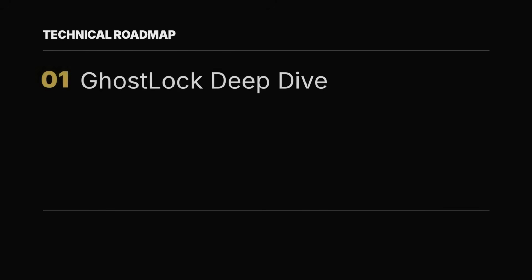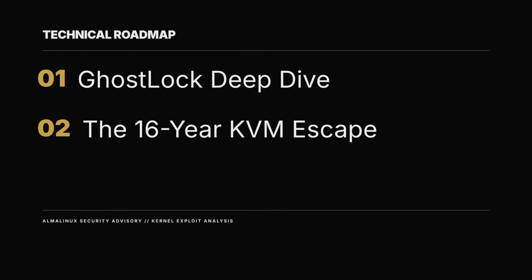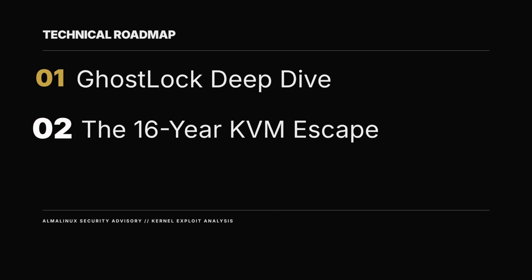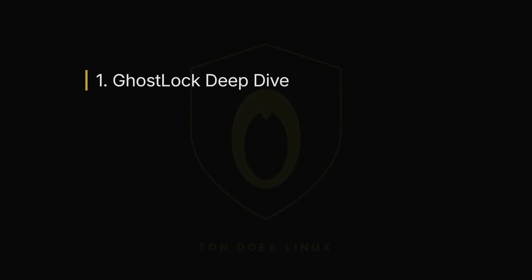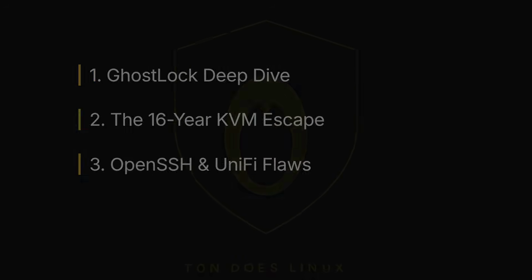Why does this matter to your daily operations? Because if an attacker gains even the lowest level of access to your server, say through a compromised web app, GhostLock gives them the keys to the entire kingdom. In this video, we are going to break down exactly how the GhostLock exploit manipulates kernel memory, why Alma Linux had to issue emergency patches, and how you can secure your systems. We'll also cover a 16-year-old KVM escape bug and critical updates for OpenSSH and UniFi. Let's get into it and see what this exploit is all about.